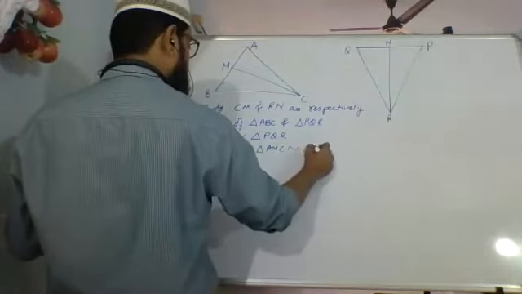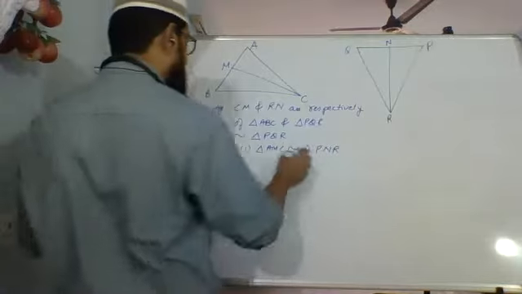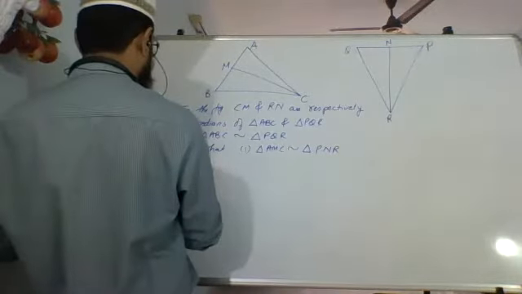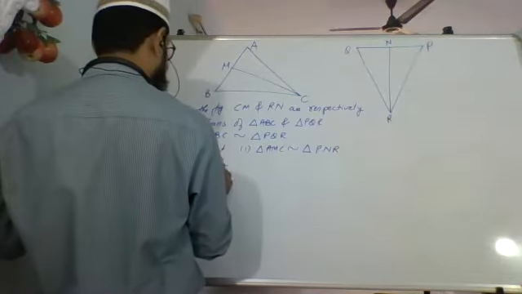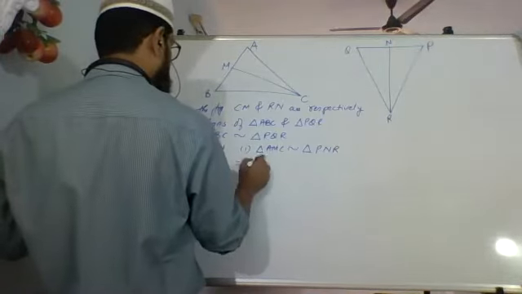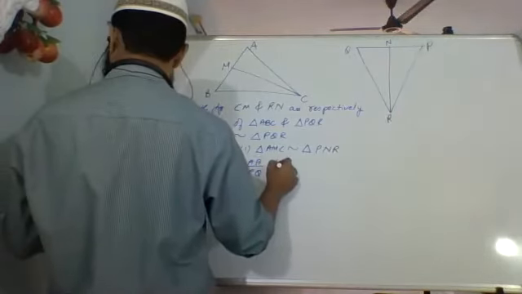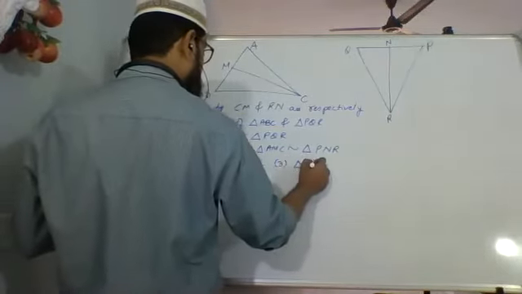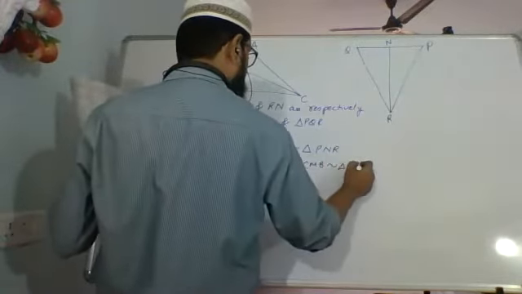Three things we have to prove in this. First, triangle AMC is similar to triangle PNR. Second, we have to prove CM upon RN equals AB upon PQ. And third thing that we have to prove is triangle CMB is similar to triangle RNQ.